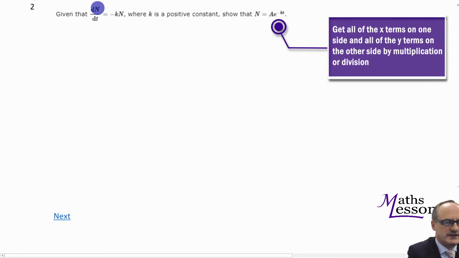Now, this is effectively our y term here, and that's our x term. Remember, do y with x what it normally has. So therefore, that n needs to be on the other side by dividing. So we're going to get 1 over n dn by dt is equal to minus k.